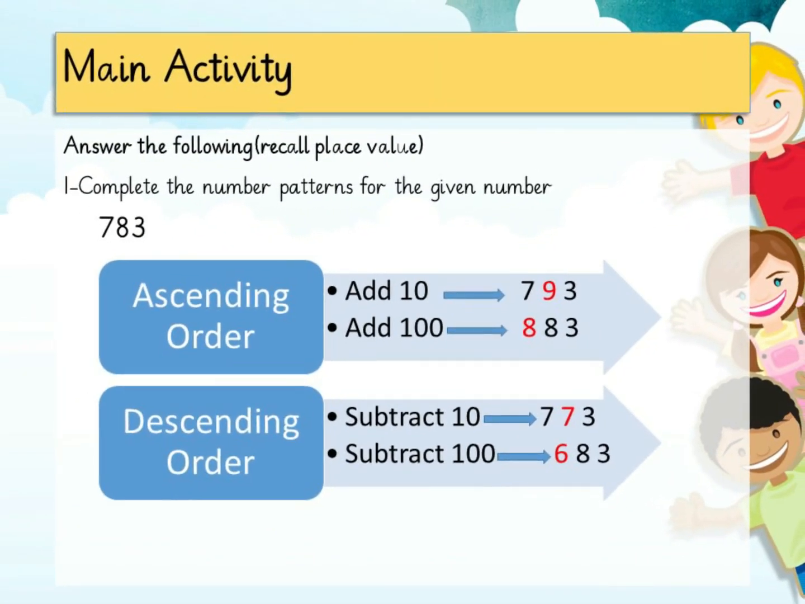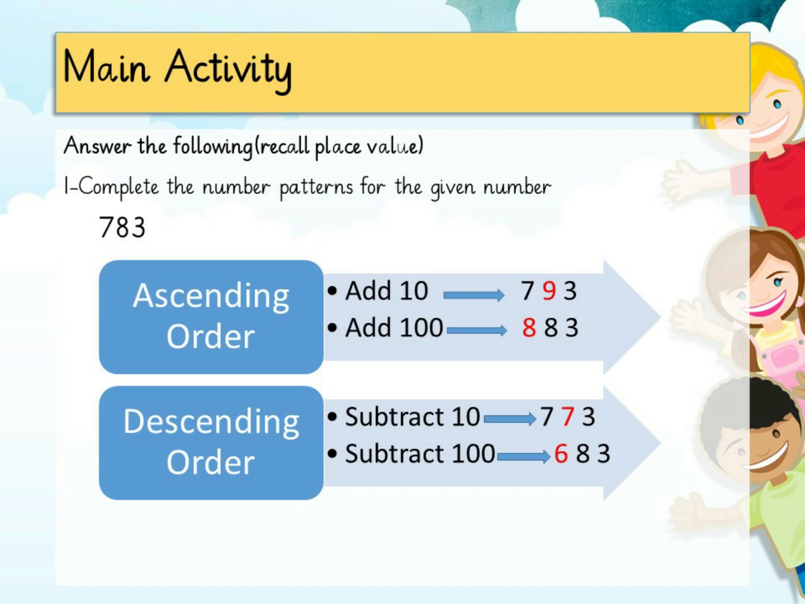Moving on with main activity, let's do another question. A number given to you is 783 and you have to complete the number patterns for 783. Follow the given instructions very carefully. For the number 783, you have to add 10 and 100 and you need to subtract 10 and 100 as well.